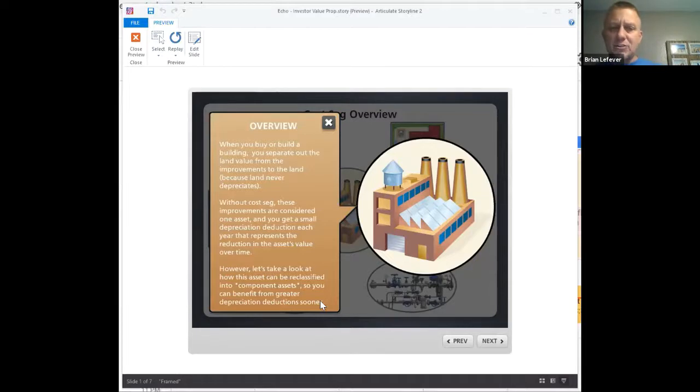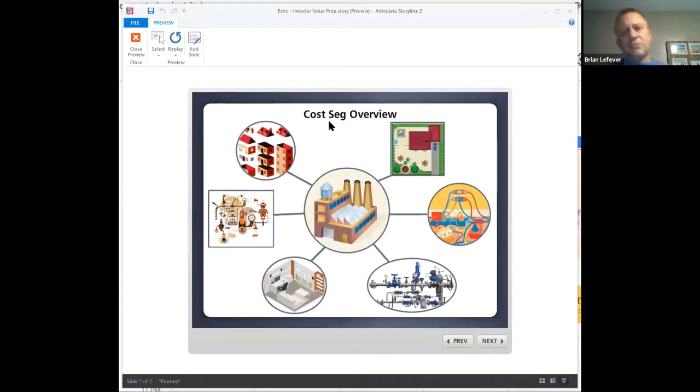I'll give you a little bit of the history of it. And the goal is to ultimately break this building, which is one asset, up into a bunch of pieces, and then evaluate those pieces and see what we can depreciate faster, so we get depreciation deductions today or earlier than we would without it. And I'm going to show you what that means as I get you through this. So that's what you buy. Here's what we're looking at for cost seg.